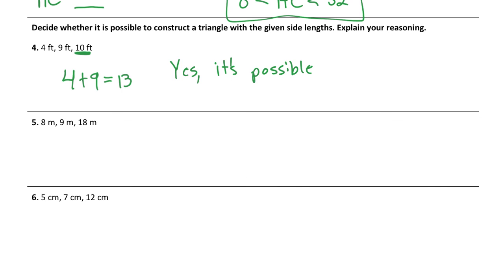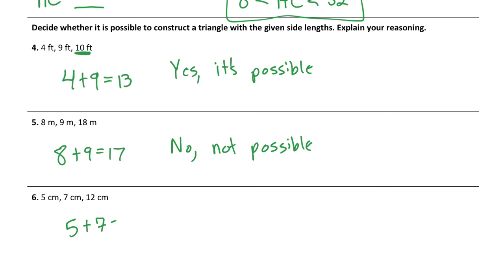So in number 5, I'm going to add together the shortest 2 sides, which is 17. 17 is definitely not greater than 18, so no, not possible. So the sum of the 2 shortest sides cannot be less than the longest side. And then for number 6, 5 plus 7 is 12. So this is interesting because it's equal to the longest side.